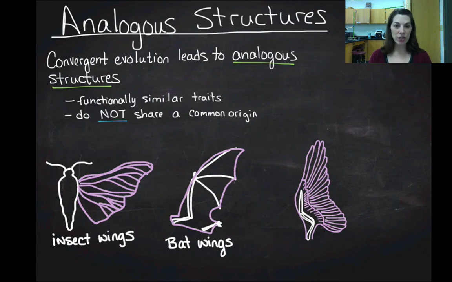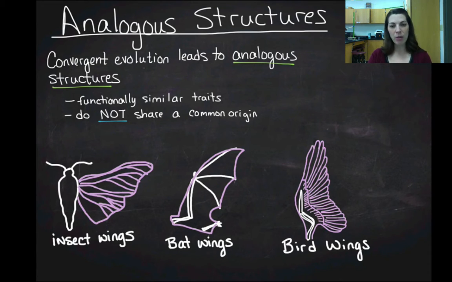An analogous structure, wings, like they're all going to have the same function. They're going to allow flight, right? And they don't share a common ancestor, at least not a common ancestor that had wings. And so the way that those are going to evolve, well, that's convergent evolution. What's the selective pressure? Wings provide a definite selective advantage, a definite movement advantage.